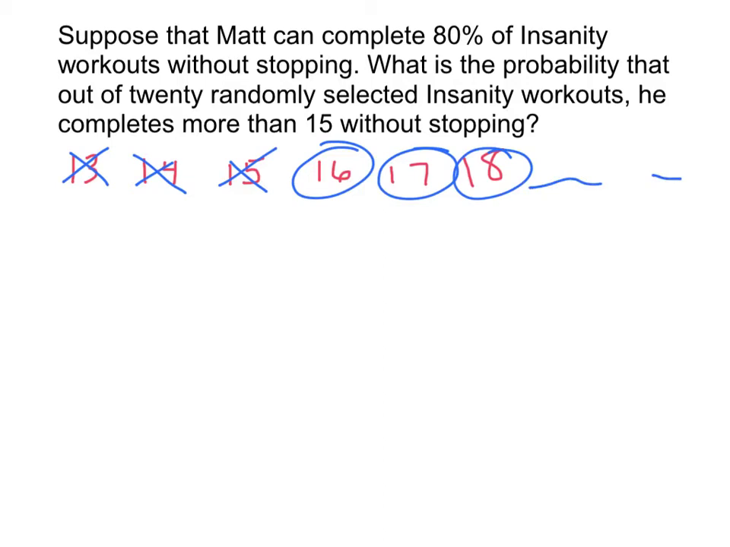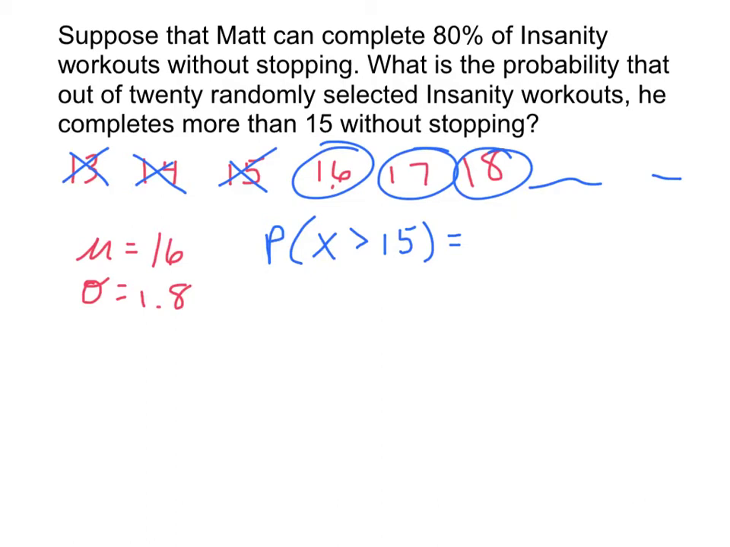So remember, we expected that Matt would complete 16, give or take 1.8, without stopping. And so these numbers, 16, 17, 18, they all seem like things that are pretty likely to happen. So I'm thinking that the probability that the number of successes is more than 15 is going to be pretty big. It's going to be pretty likely that he's going to complete more than 15 of the 20 workouts without stopping.